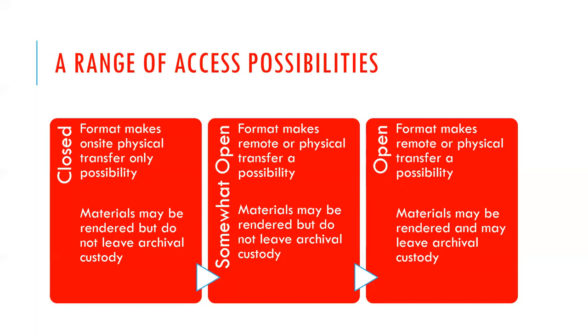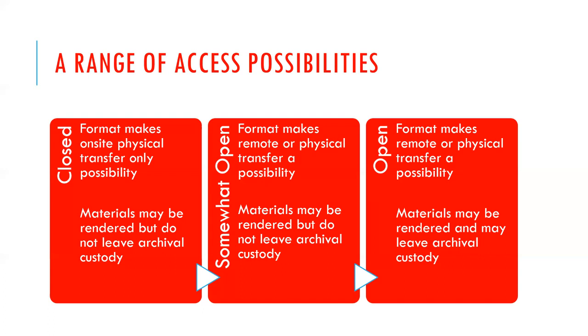So next we have the somewhat open category. So these are records that may be digitized. They may be accessible online, but researchers are unable to download them. So they're not really leaving archival custody. They are still controlled by the archive. It's not like a researcher can download them and just do whatever they want with them. It's kind of like a look but don't touch type of scenario.